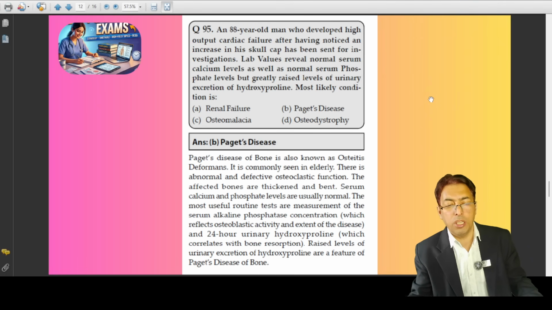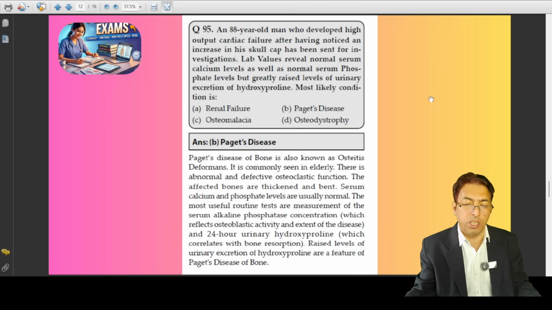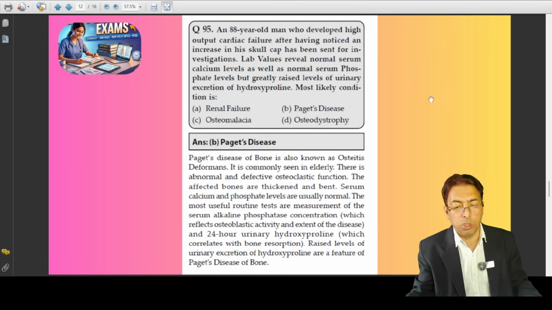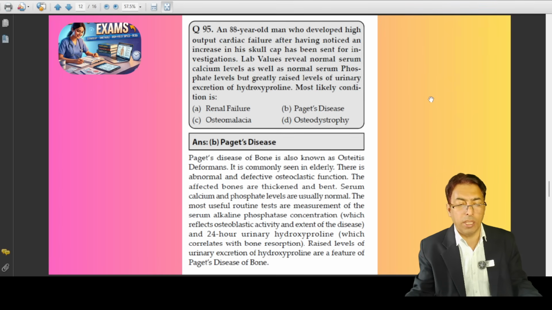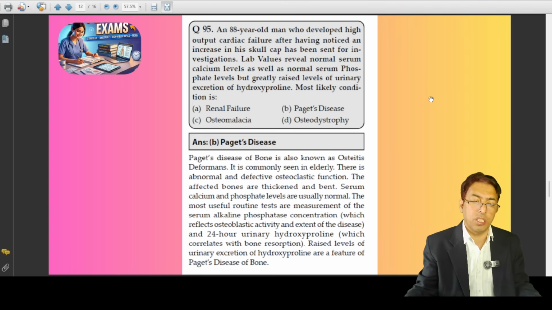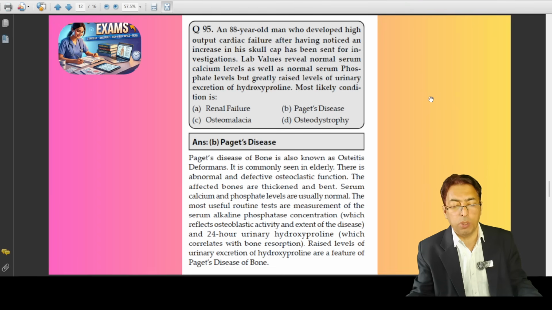So you have to remember Paget's disease is also known as osteitis deformans, and it is a disease characterized by increased skull size. The hat which used to fit does not fit now, which is a classical example given in most of the USMLE scenarios, now NEET PG as well. And you have to remember the normal calcium and phosphate levels, but increased hydroxyproline activity. And in the later stage of the systemic disease, there will be cardiac failure because of high output cardiac failure.